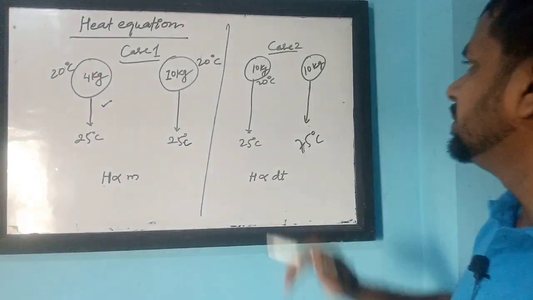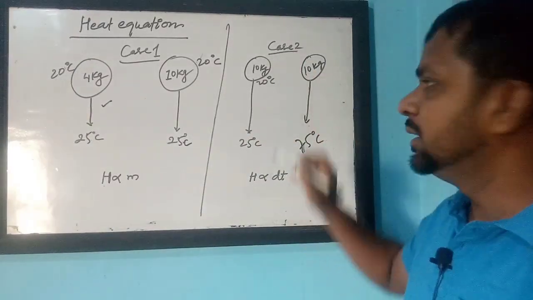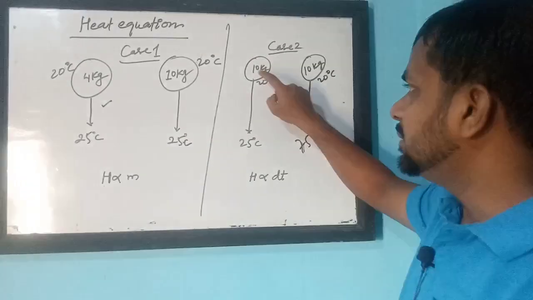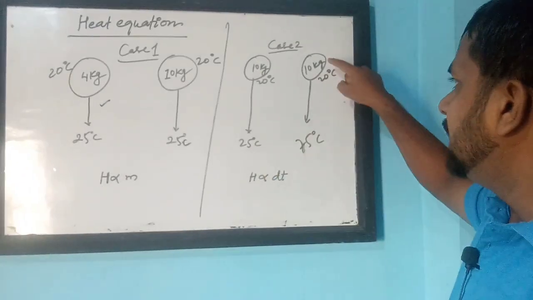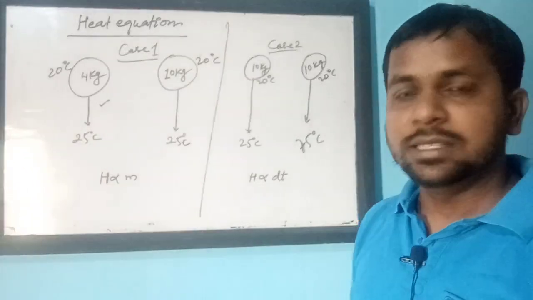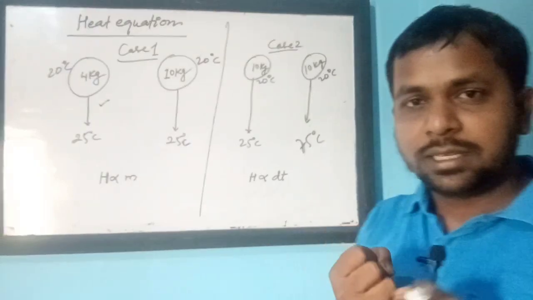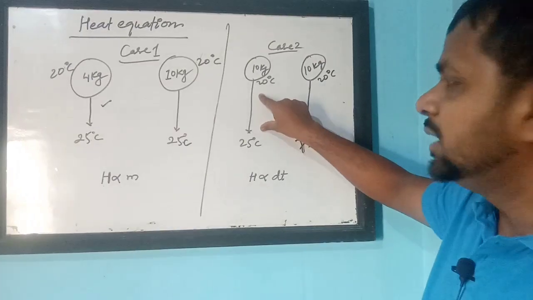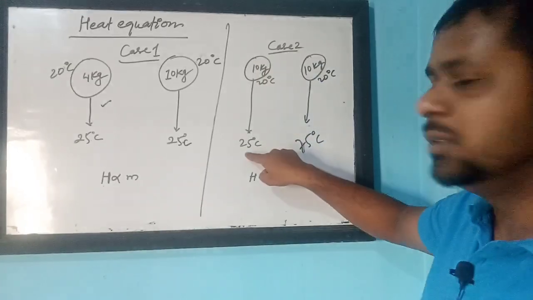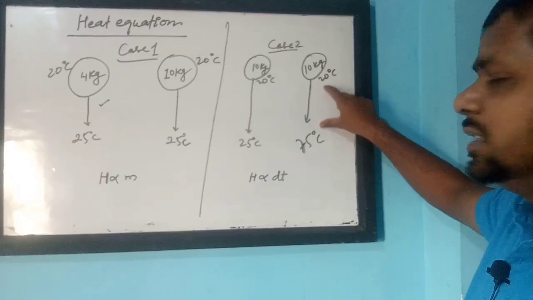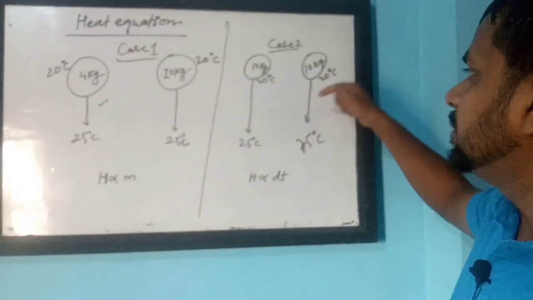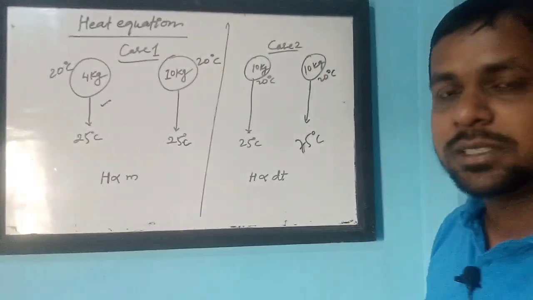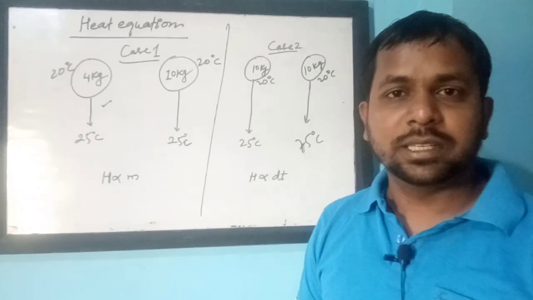In the second case, both bodies are of the same mass. This is at 20 degrees Celsius, this is also at 20 degrees Celsius, but we are heating this body to 25 degrees Celsius and this body to 75 degrees Celsius. Do they both take a similar amount of heat? No, because this has a very small temperature difference. If we give less heat to this body, it can easily reach there, but this temperature difference is very high, so we require heating this body to a greater extent. We have to supply more heat to this body so that its temperature can go to 75 degrees Celsius.